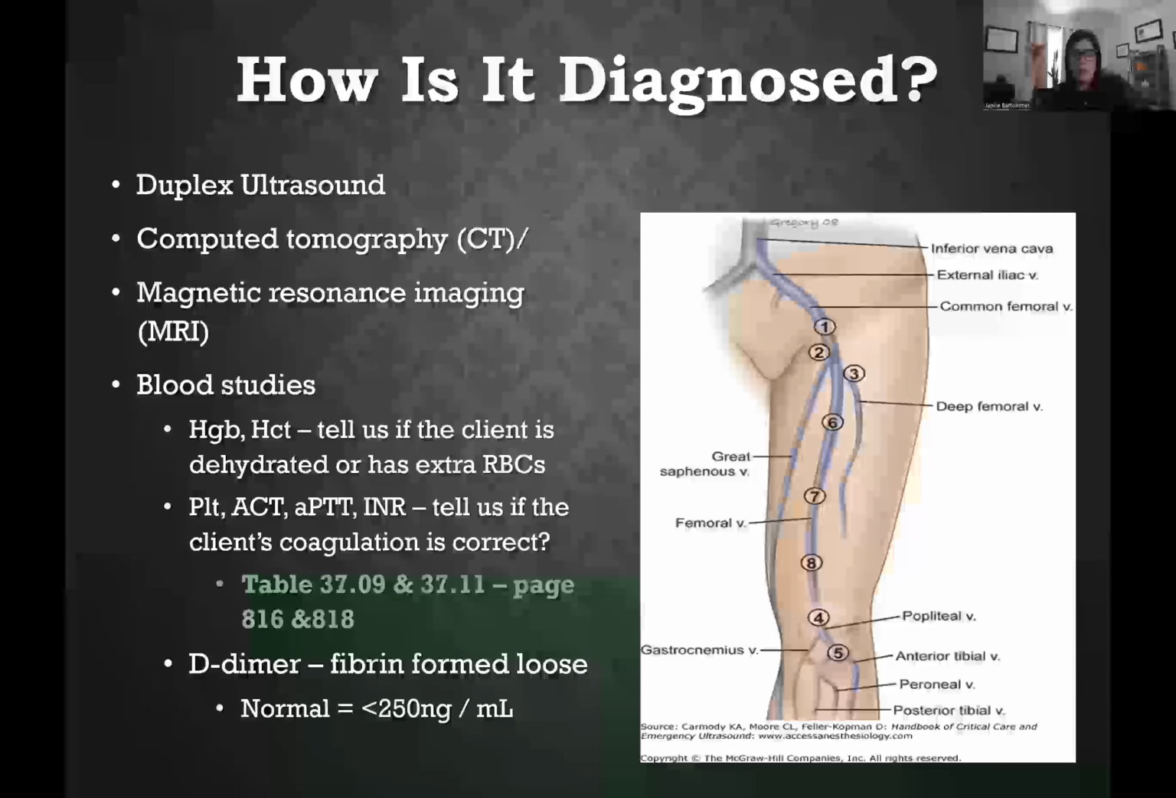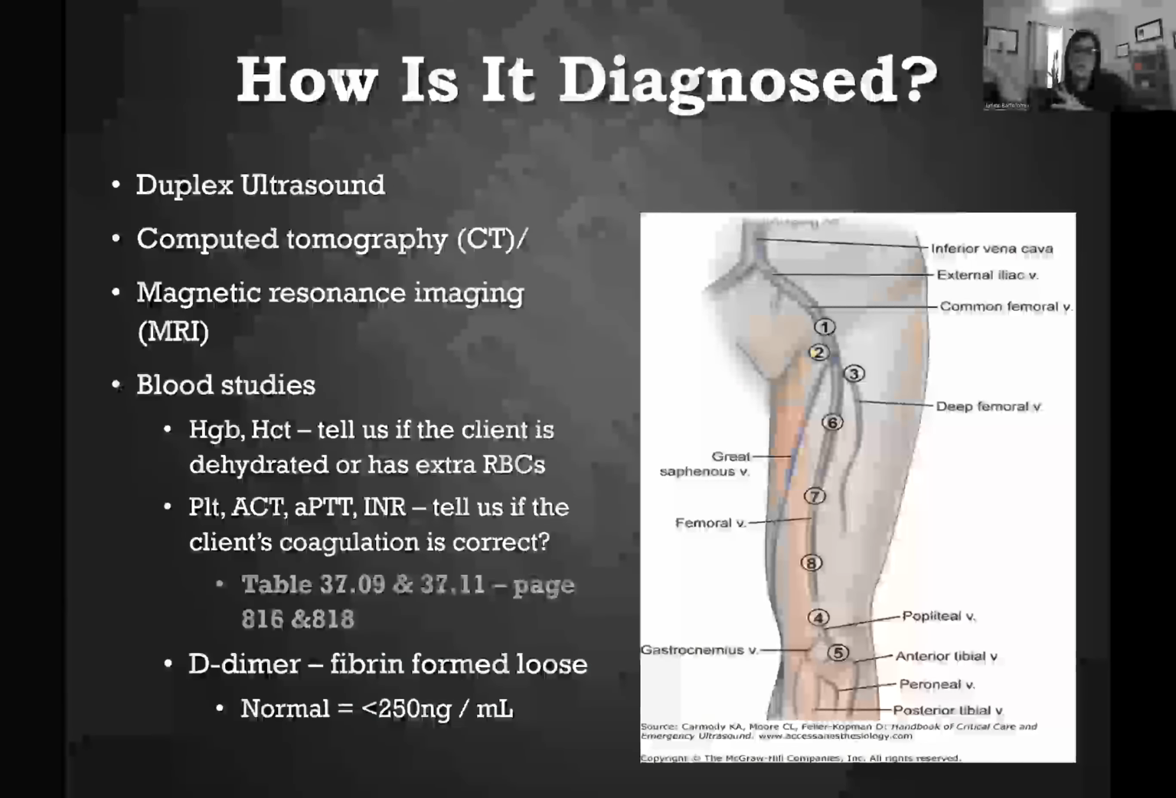Another thing that the physician could order are blood studies such as hemoglobin and hematocrit, and this tells us how many red blood cells or if the patient is dehydrated, and your coagulation studies, your platelets, ACT, activated clotting time, your APTT, activated partial thromboplastin time, and your INR, your international normalized ratio. These are all in pages 816 and 818. I really encourage you to look at what's standard and what's therapeutic and memorize those numbers, because you're going to need them for the rest of your career, for NCLEX, the exam, and everything.